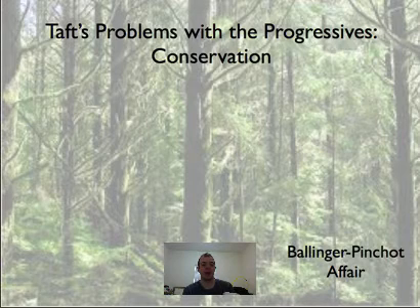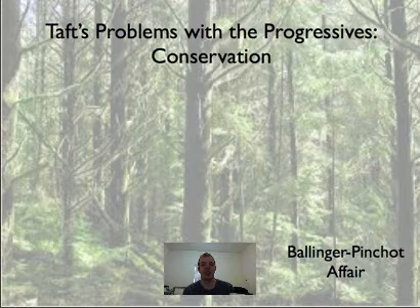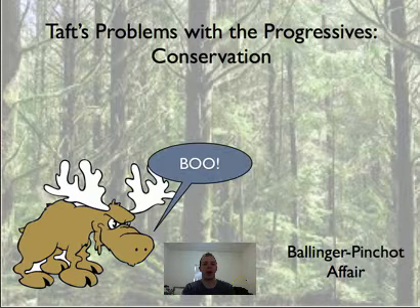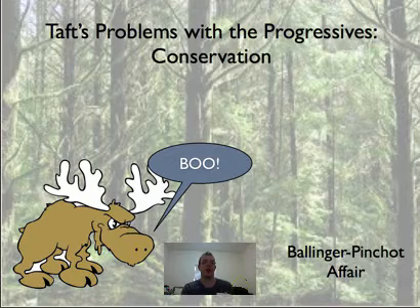Taft sides with Ballinger. Taft fires Pinchot from the Forest Service, and this really upsets Roosevelt. And if you upset Roosevelt, you're going to make the progressives mad as well. So the Ballinger-Pinchot affair also turns the progressives against Taft.